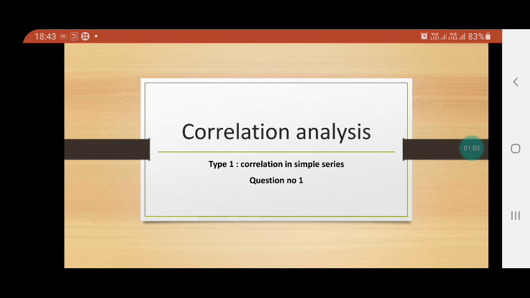Our pattern would be to start with the simple problems, and as we complete more and more problems, we are going to increase the difficulty level. This way we will move ahead with this chapter and its different types of problems, at simple, moderate and difficult levels as well. So let's start with the very first question of correlation analysis. Today we are going to start with type 1, that is correlation in simple series.